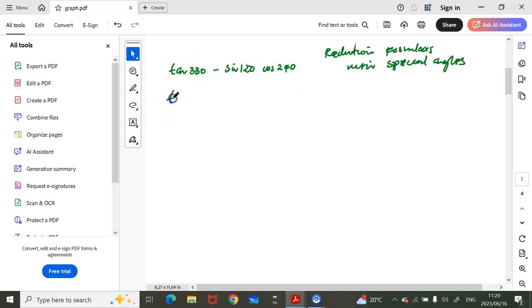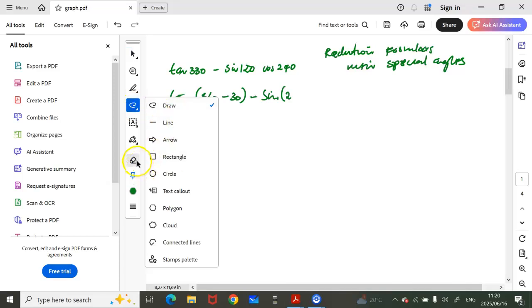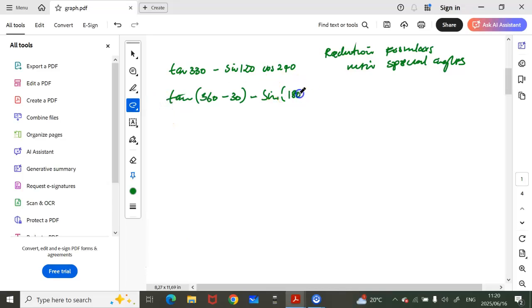So this one can be written as 330 minus 30. 330 minus 30 is still 330, right? I think you get it. 120 is the same as 180 minus 60, and then 240 is the same as 270 minus 30, right?